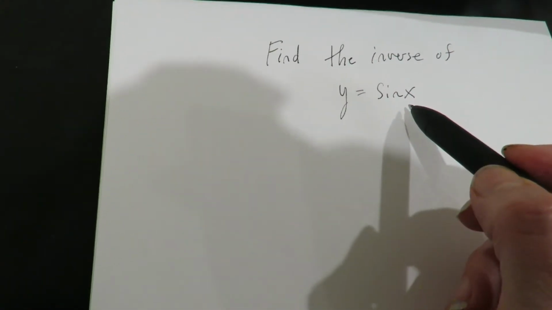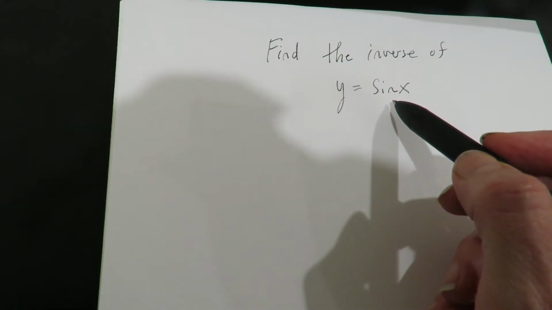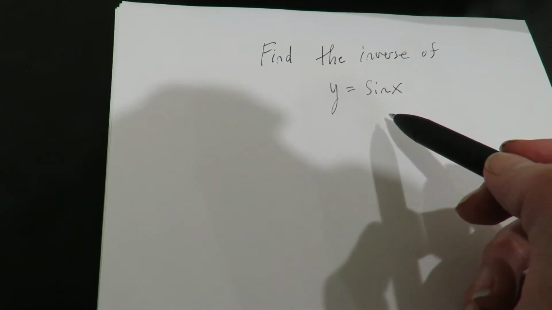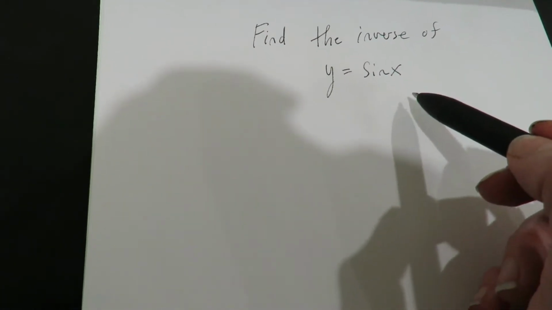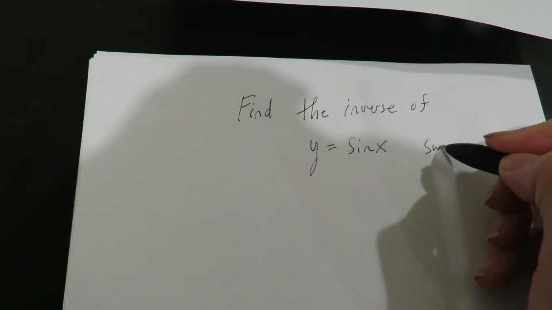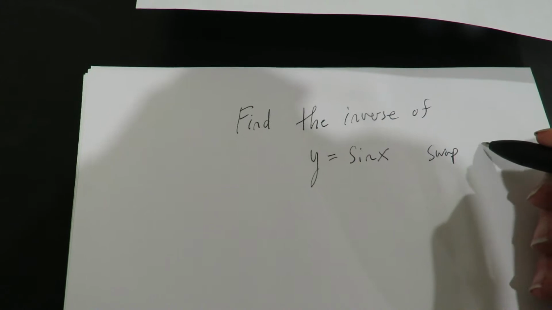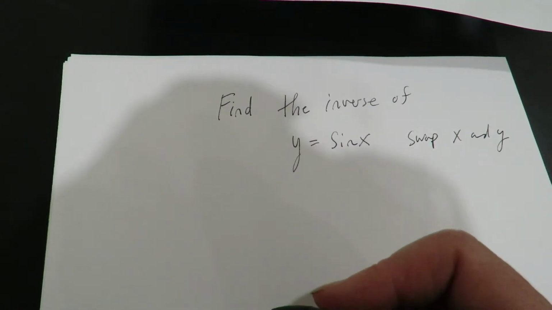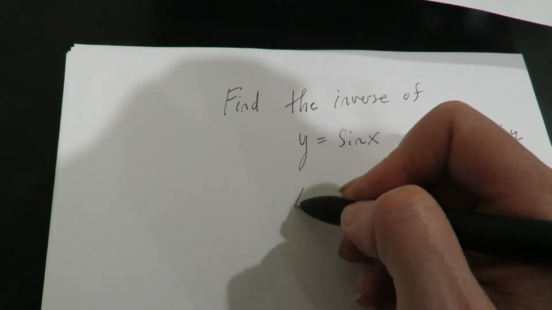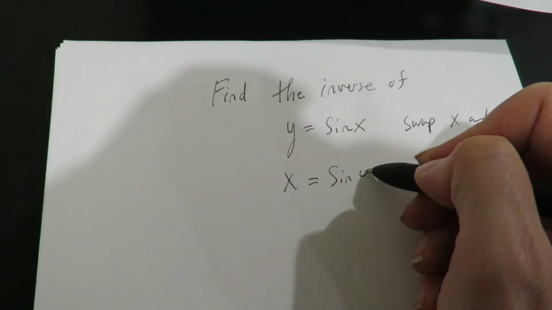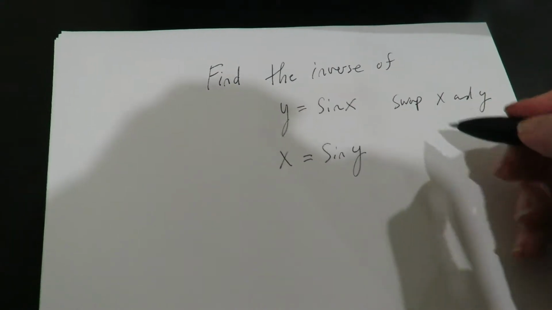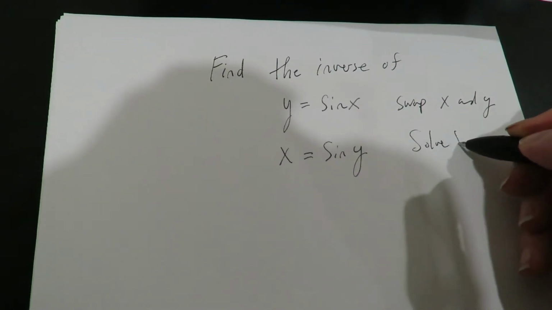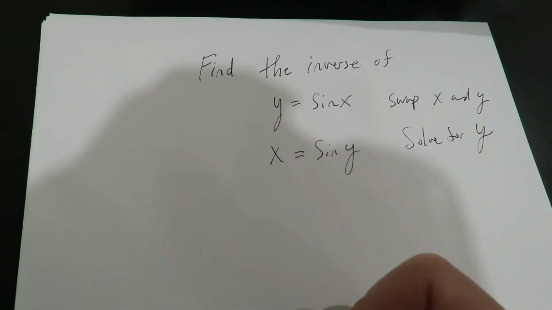So if this is the original function, how do you actually create an inverse? What do you have to do to make the inverse? I hope what you're saying is that you have to swap x and y, because that's how you create an inverse. So I'm going to do that. Ready? Here I go. x equals sine y. And then I have to solve for y.